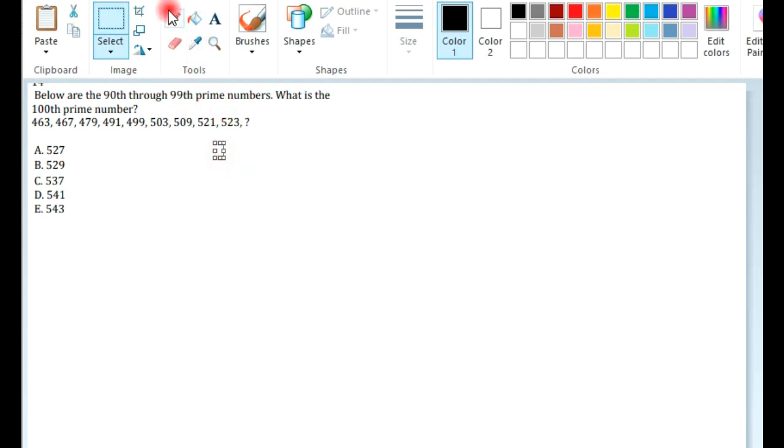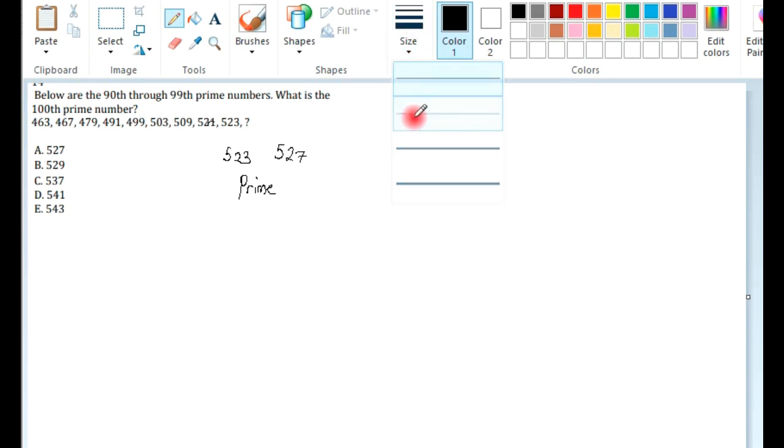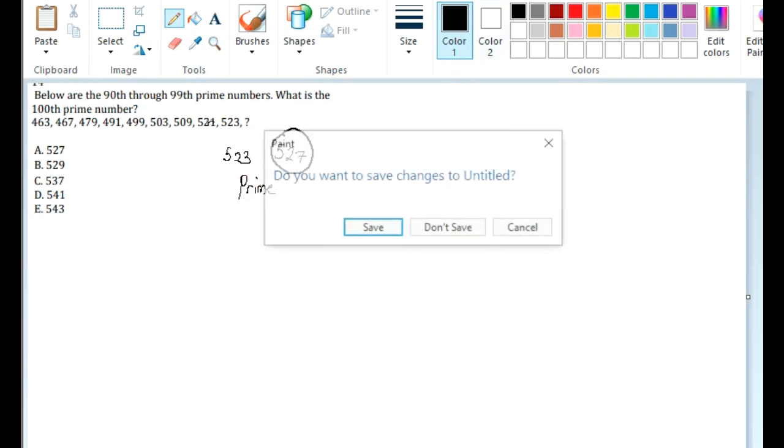When you talk about prime numbers, you're talking about, so we have 523. Then the next one is going to be 527 by the definition of prime numbers, right? What are prime numbers? Prime numbers are those numbers that are divisible by itself and 1. So if you look at this number, it is divisible by itself and 1. Great.